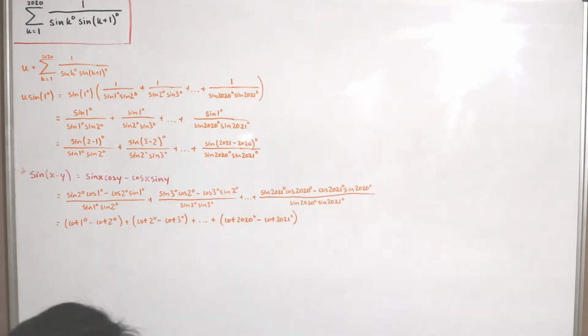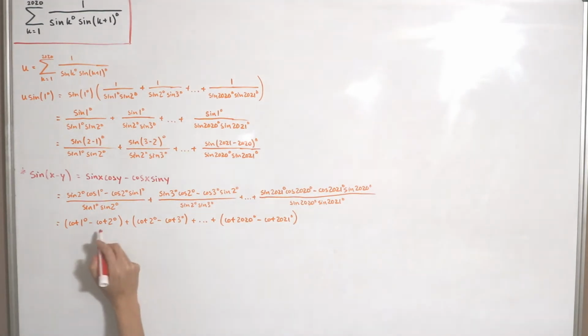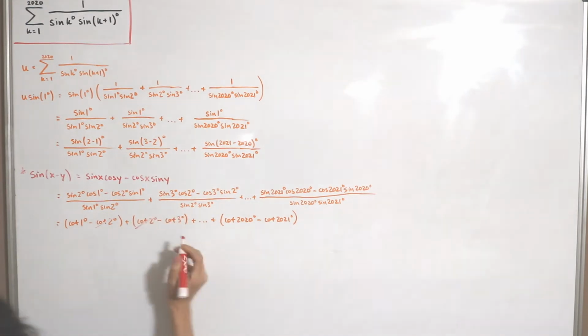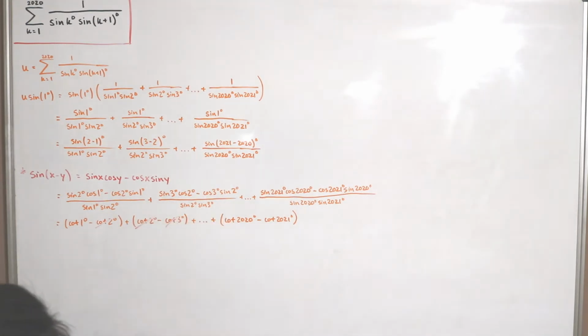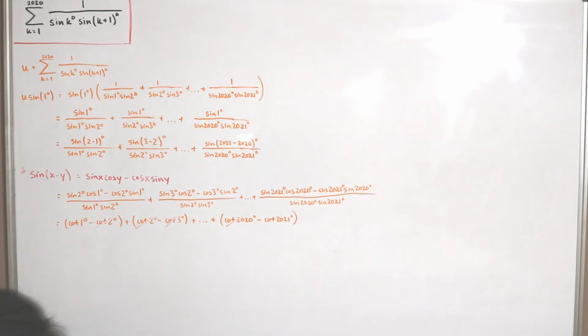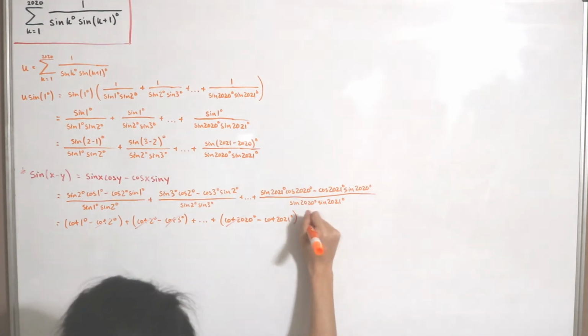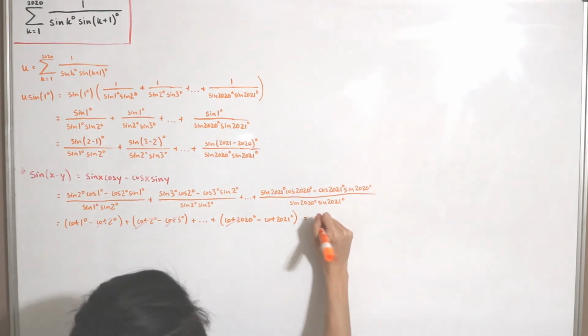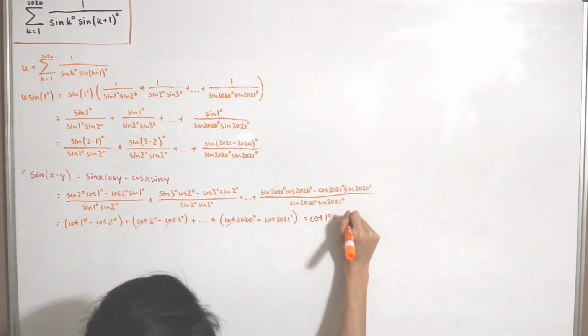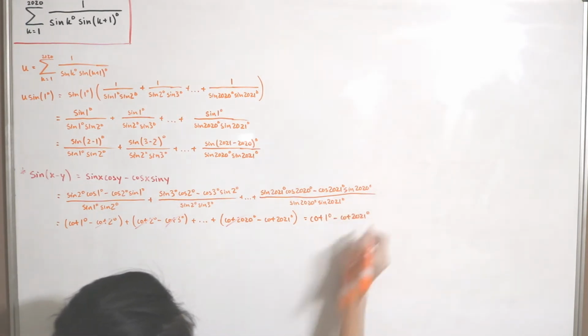You'll start to notice that this series is actually telescoping, because the minus cotangent 2 degrees and the plus cotangent 2 degrees cancel. Same thing with the cotangent 3 cancels. And the same goes for 4, 5, all the way up, and then eventually it'll also cancel with the cotangent of 20 degrees. So the only terms left are that this is simply equal to cotangent of 1 degrees subtract with cotangent of 21 degrees.